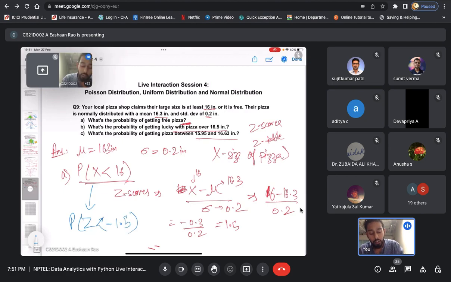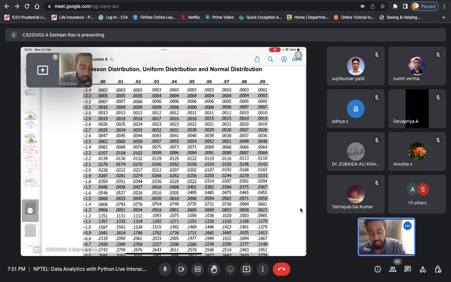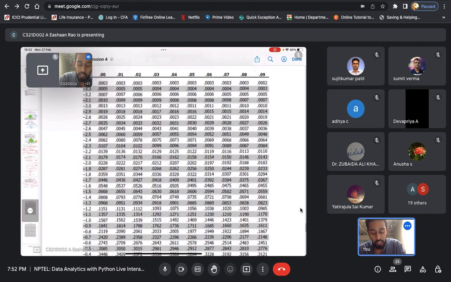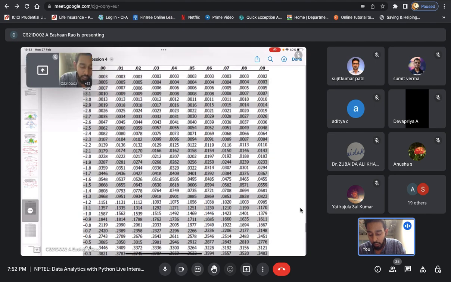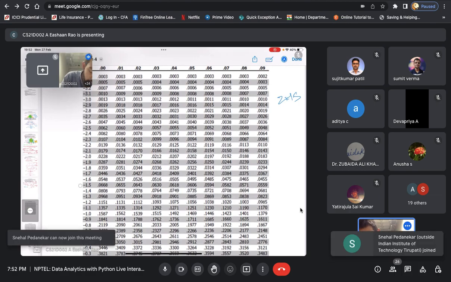Okay, now here we have to look out for the z table, which is usually provided in the exam if they are giving you a normal distribution. This is how you can see the z table that we are having. Now I got a z value of minus 1.5, so I need to look from here. I need to find the 1.5.